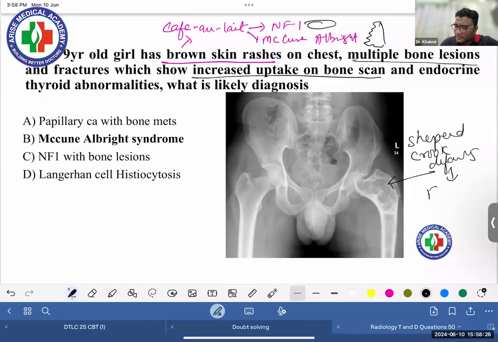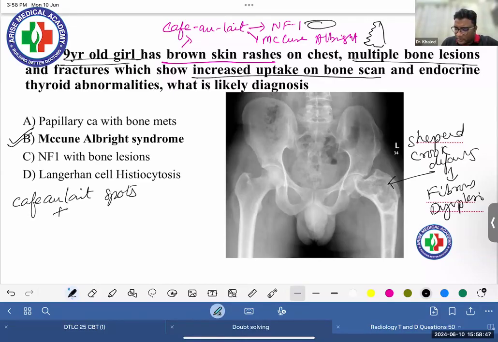So all of this suggests fibrous dysplasia. Fibrous dysplasia, café au lait spots, and precocious puberty in a young female all suggest McCune-Albright syndrome. McCune-Albright syndrome has a combination of café au lait spots, that is brown color spots, and polyostotic fibrous dysplasia, multiple bony areas. Fibrous dysplasia is a hot uptake on bone scan, as there is proliferation of the cancellous bone.